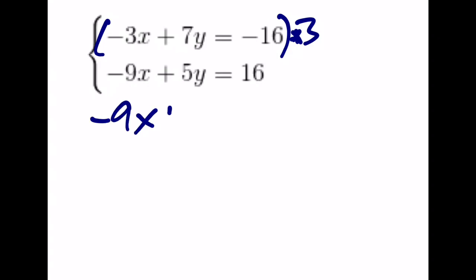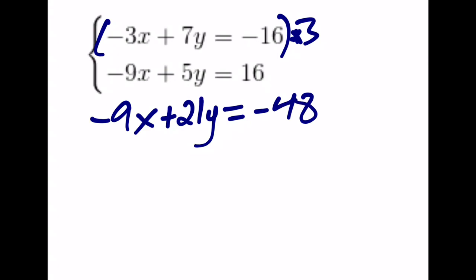Negative 9x plus 21y is equal to negative 48. And I'll cross off just to keep track of which one I manipulated and which one was the original. There's a problem though. If I add negative 9 plus negative 9, am I going to get 0? They both have a 9, but if I add straight down, will I have canceled out x? And the answer is no. So what can I do about that?